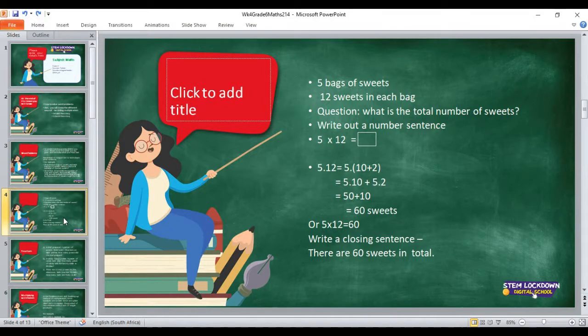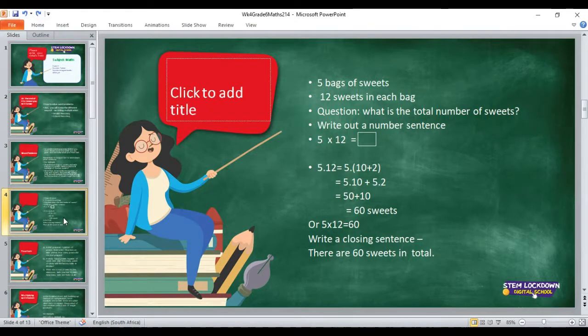The total then says 60. All right, now we know we have 60 sweets. Or you write at the bottom 5 multiplied by 12, which is one of the mental calculations that we spoke of yesterday. If you are able to mentally calculate 5 multiplied by 12 and it equals 60, that's great. You can do it that way as well.